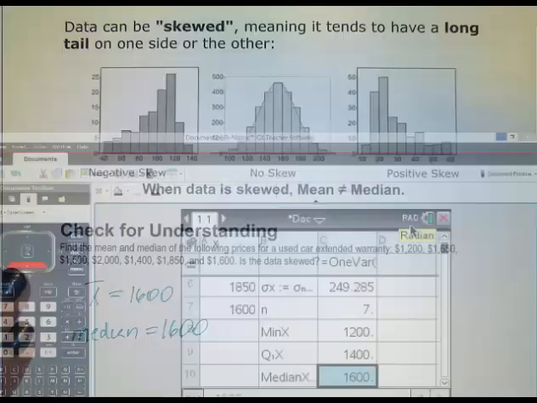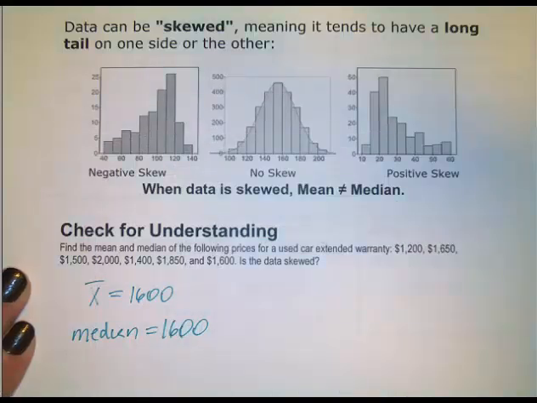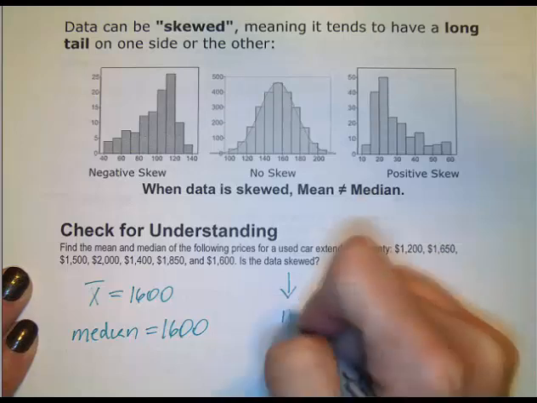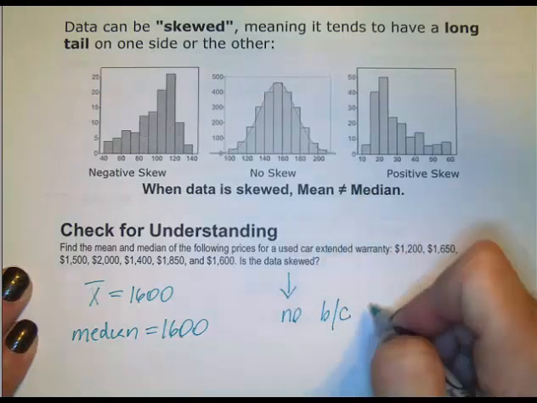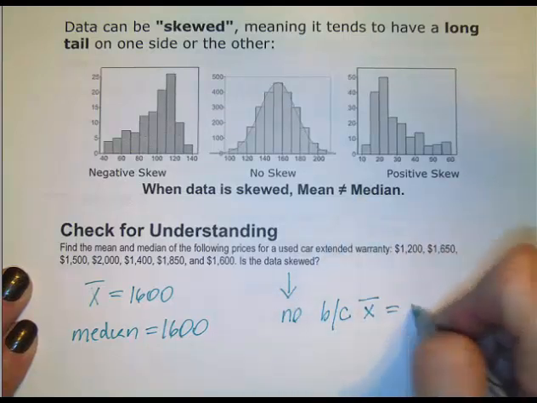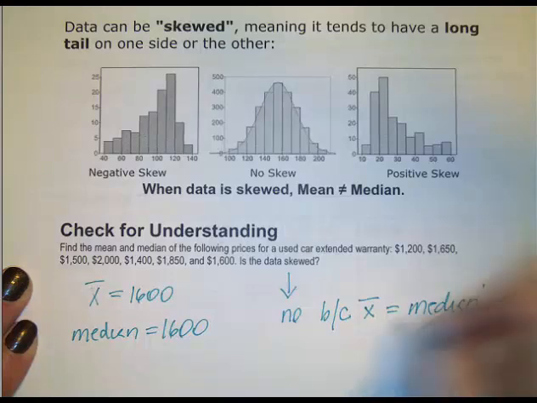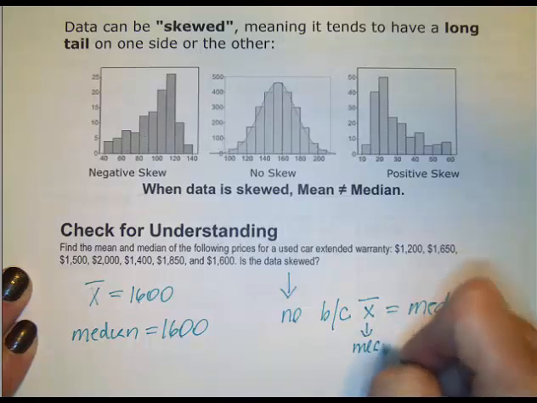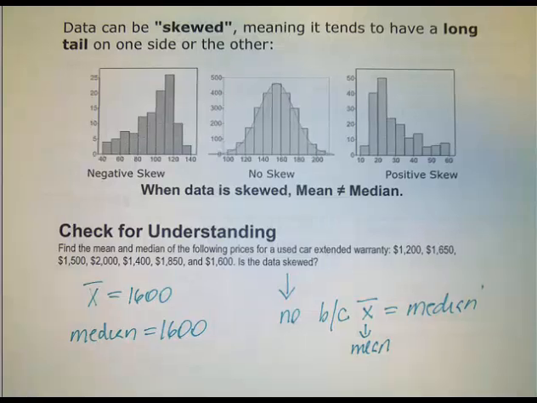Therefore, it is not skewed, and the reason is because the mean equals the median. And this is the mean, remember. Okay? So when the mean equals the median, they are not skewed. All right? Okay, so now let's look at the next example.